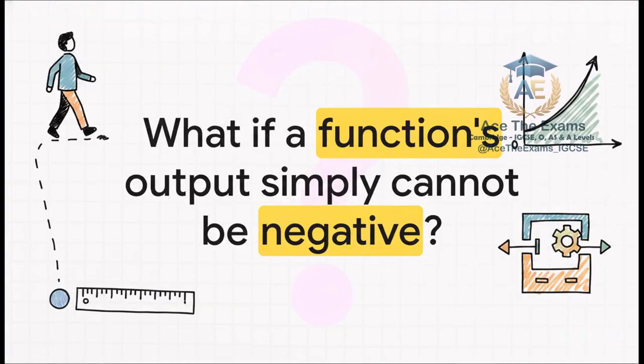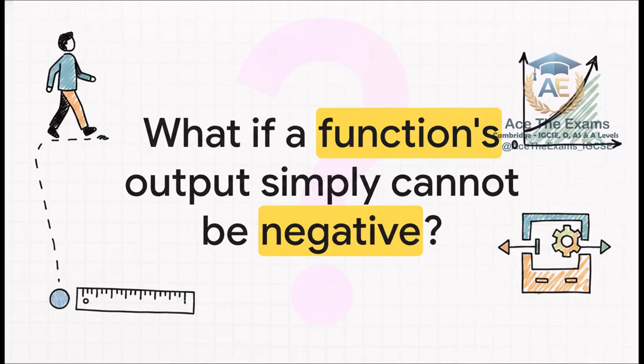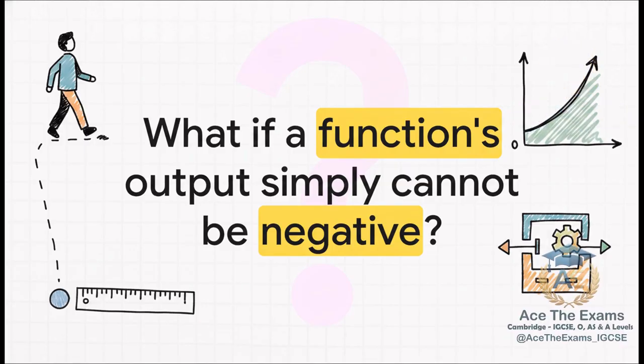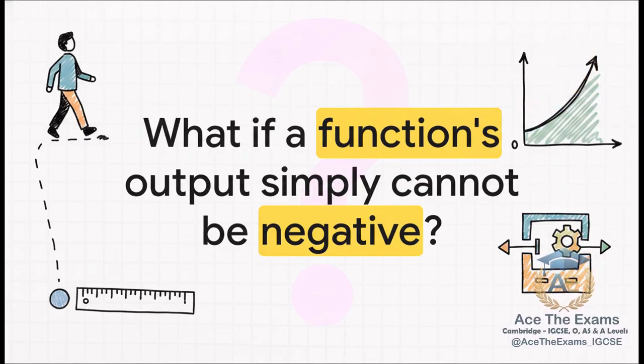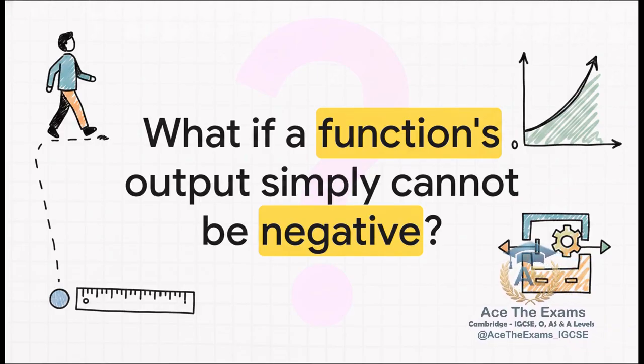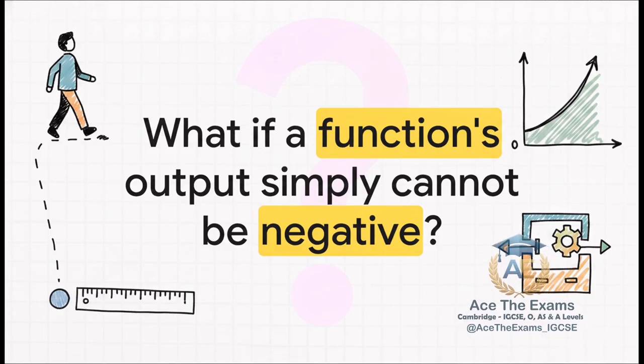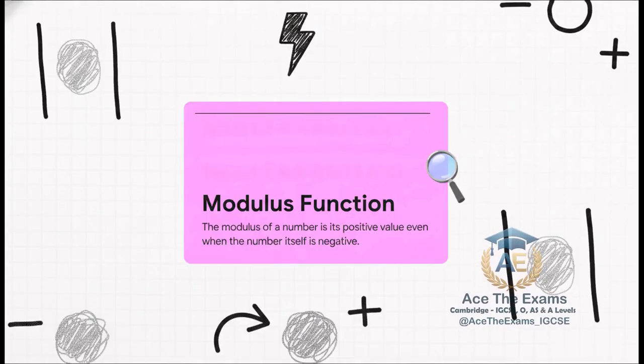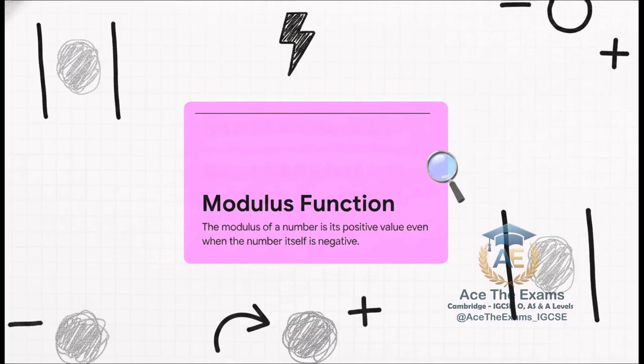Let's think about this logically. Imagine a real-world scenario where negative values make absolutely no sense at all. Like measuring physical distance. If I step 3 meters backward, my position might be -3 on a grid, but the physical distance I traveled is still 3 meters. It's a positive quantity. So how do we represent that algebraically when our standard line graphs regularly dip below the 0 mark? The modulus function is our absolute rule that strips away the negative sign, leaving us with pure magnitude.